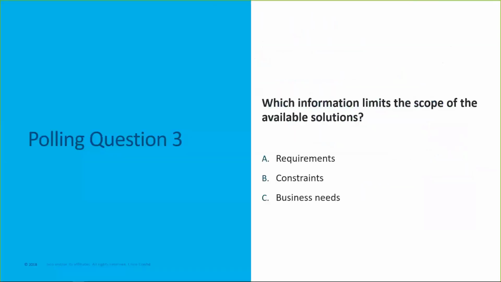Okay, so now we have our third polling question. Which information limits the scope of the available solution? We are having a group of solutions. We are having a wide scope. And then what is limiting my solutions? If I have a series of options, and then I need to have specific requirements, then what is going to make this scope smaller?